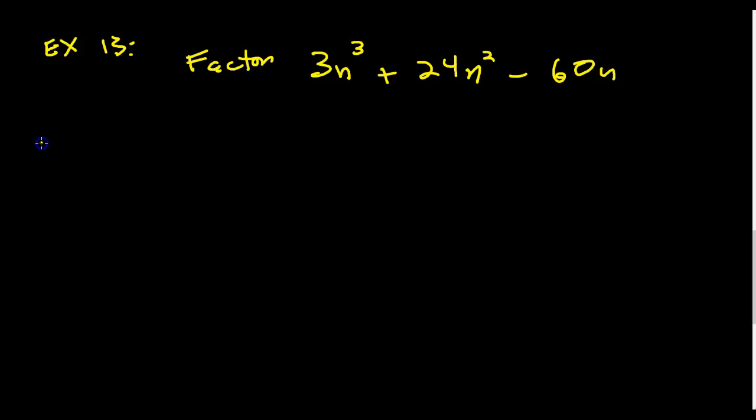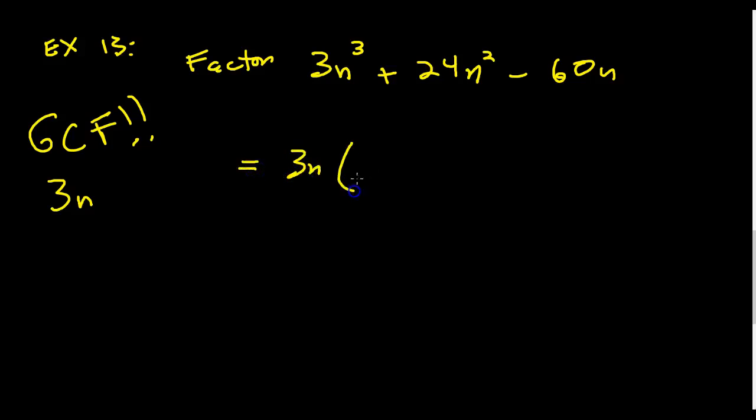Well, the idea here is if I factor out a GCF first, it will follow that form, right? What's the GCF? Well, clearly I can factor out a 3 from each slot, and notice I can factor out 1 power of n, or 1 factor of n. All right, so that leaves me with 3n times n squared plus 8n, and clean that up, n squared plus 8n minus 20, right?